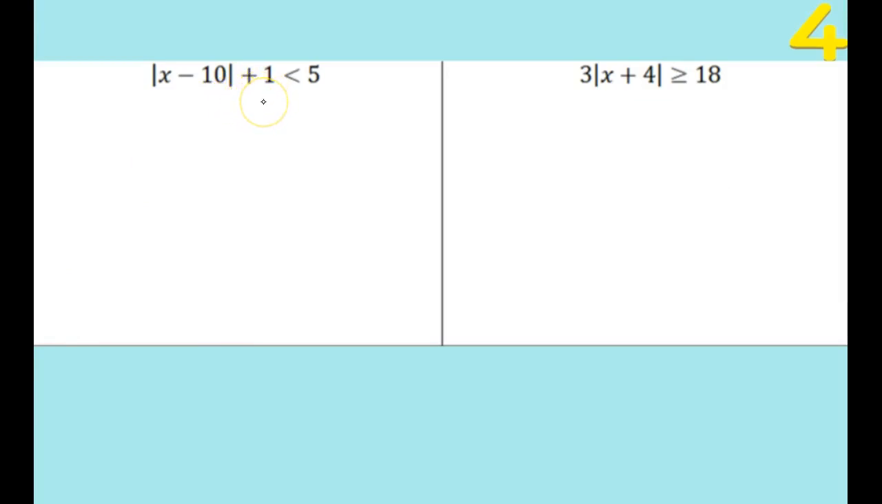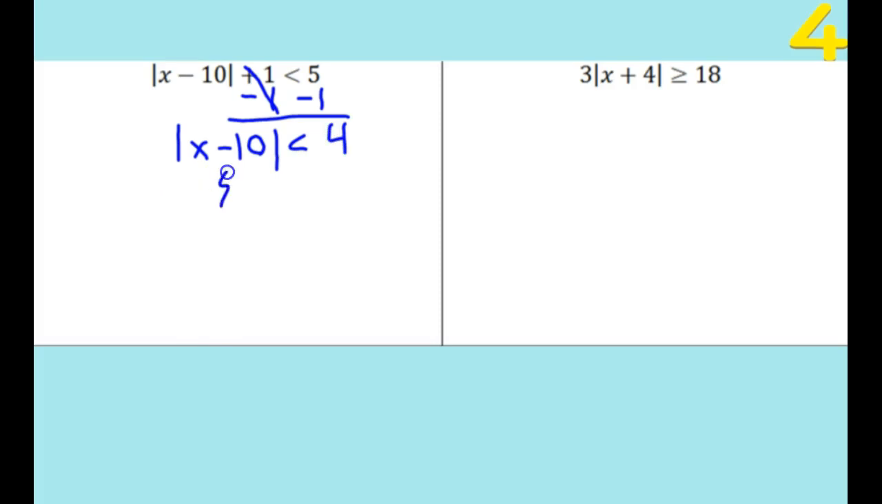Couple more. First, on this problem, we need to get rid of this plus 1. How we're going to do that is we're going to subtract 1. So if we subtract 1, we have to subtract 1 from both sides. We get the absolute value of x minus 10 is less than 4.